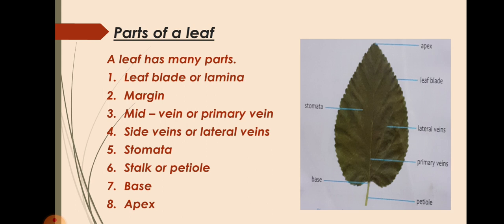Now the next part is a stalk or petiole. The stalk attaches the leaf to the stem. And base. Students, base is the lowermost part of a leaf's margin, just above the stalk. Apex, it is the uppermost pointed tip of a leaf.